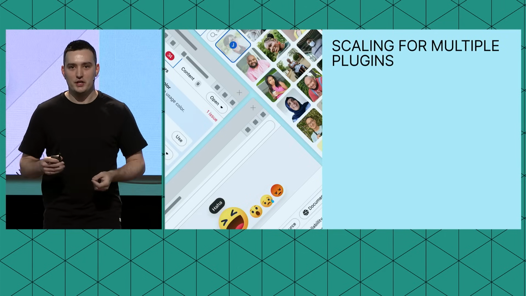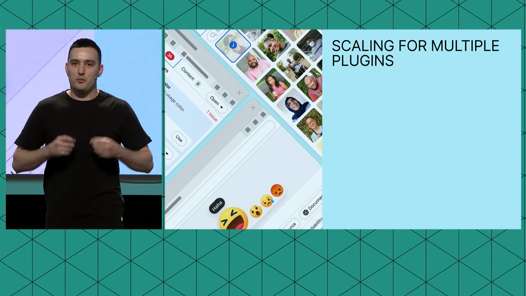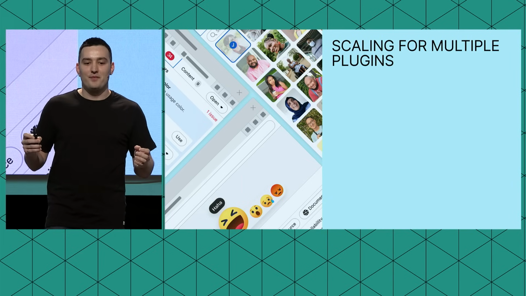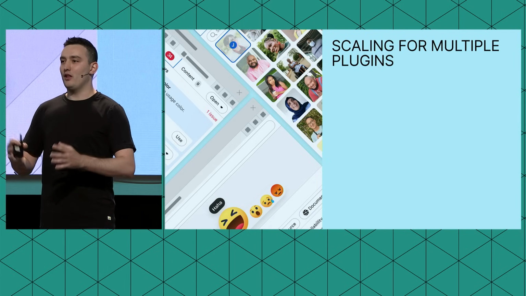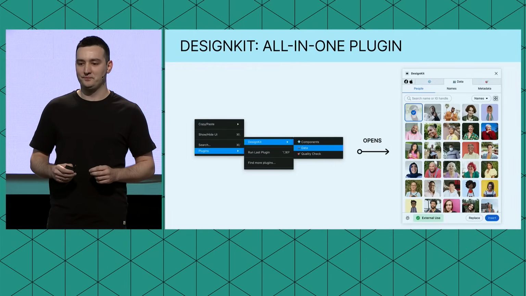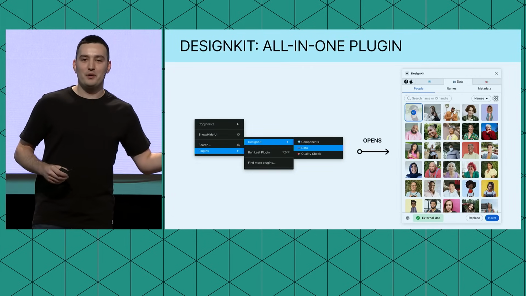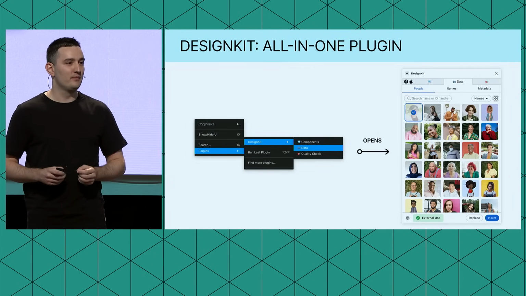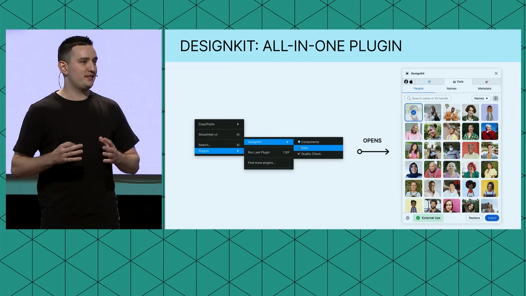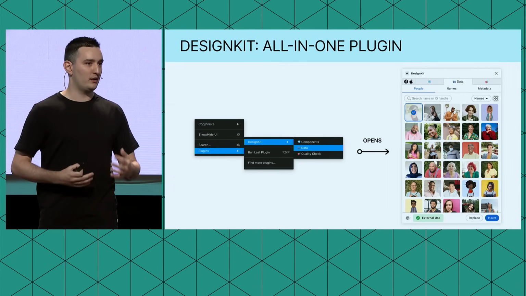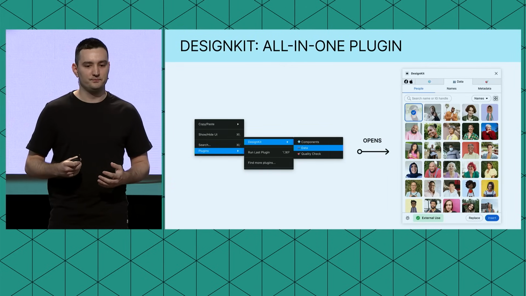First is packaging. Supporting a dozen plugins can create a lot of chaos. And so we decided to bundle all of our plugins into one surface that we call Design Kit. After opening Design Kit, every plugin is accessible from a tab. This creates a unified and seamless user experience, reducing friction and promoting interactions between the plugins.